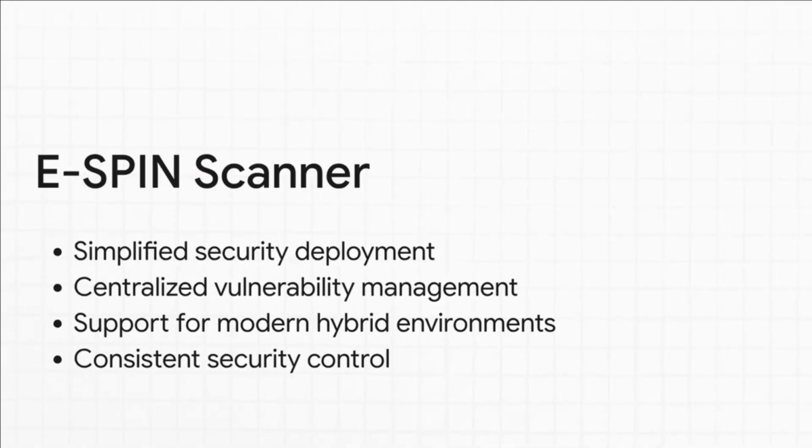To actually pull off a UEVA strategy at an enterprise scale, organizations really need a unified platform. Take the ESPIN scanner appliance, for example. Adopting an integrated security appliance like this is what practically enables organizations to deploy the strategy without the usual headaches. You get simplified deployment without all those disconnected processes, you get centralized management of your vulnerability findings, and you get consistent, robust security control across both your traditional data centers and your modern hybrid environments.